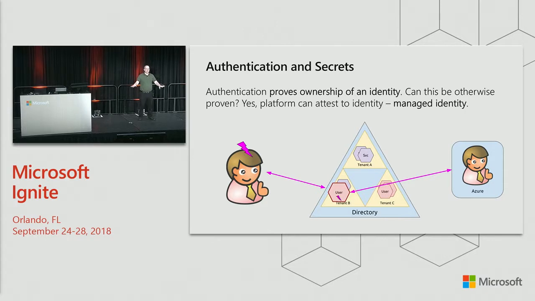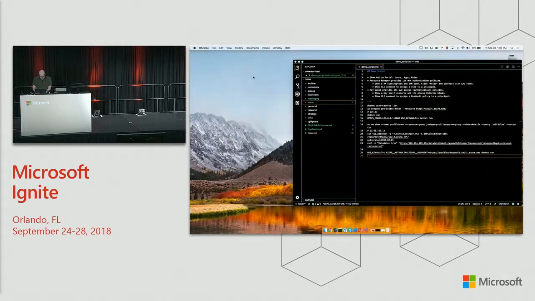So with managed identity, you don't need a secret to get started. You just need to be running in Azure, which is not always the case. I mean, for local dev or in a CI system like Travis, it might not help you, but once you get into an Azure VM, you're good. Actually, let me show you a quick demo of that. That's one of the things I wanted to show. Let's see.